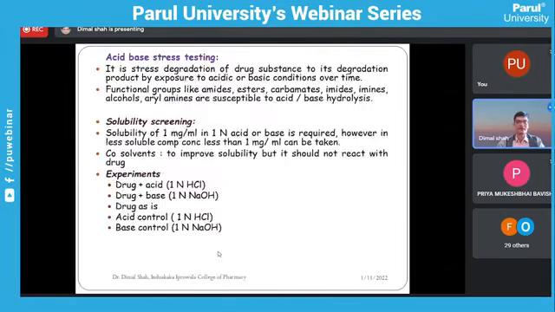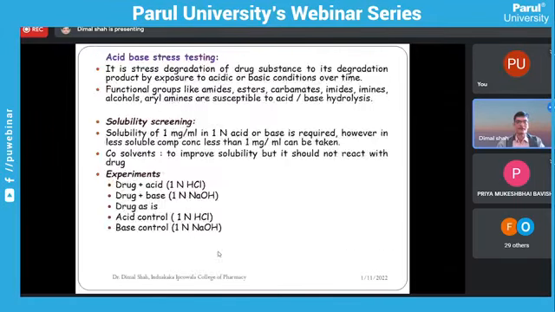So acid-base stress testing is a stress degradation of drug substance to its degradation product by exposure to acid or basic condition over a period of time. Normally, functional groups like amides, esters, carbamates, imides, imines, alcohols are susceptible to acid or base hydrolysis. How to prepare your sample for acid-base degradation? Normally, we should try to dissolve your sample at 1 milligram per ml in 1 normal acid or base. Okay. Suppose your compound is not soluble in 1 normal acid or base, we can use a co-solvent, like we can dissolve it in methanol and then we can add acid or base.